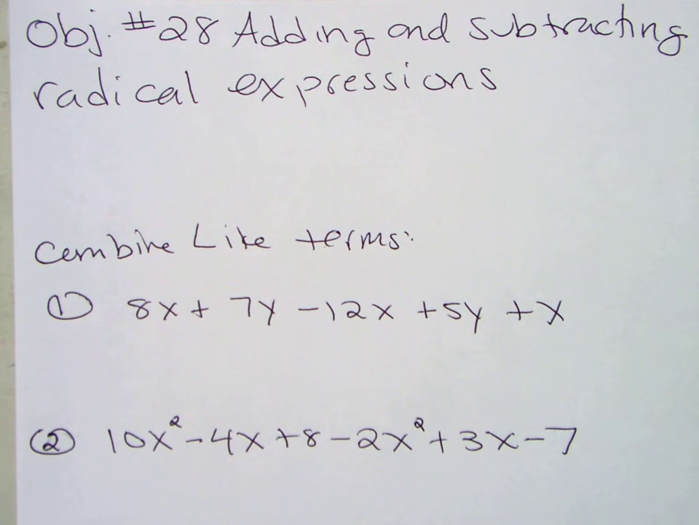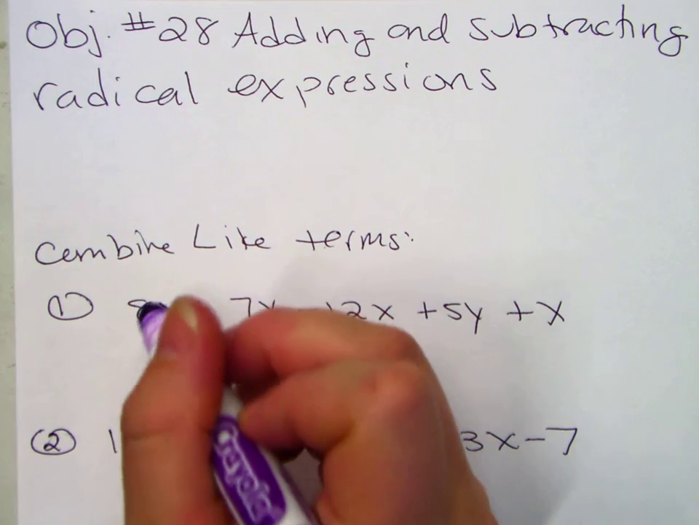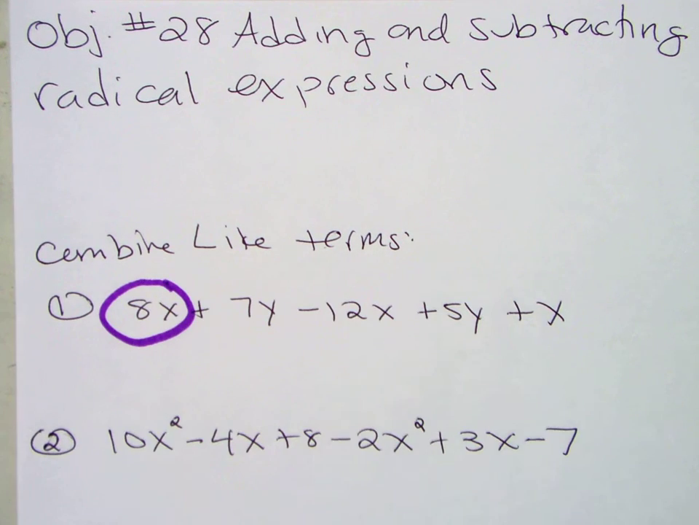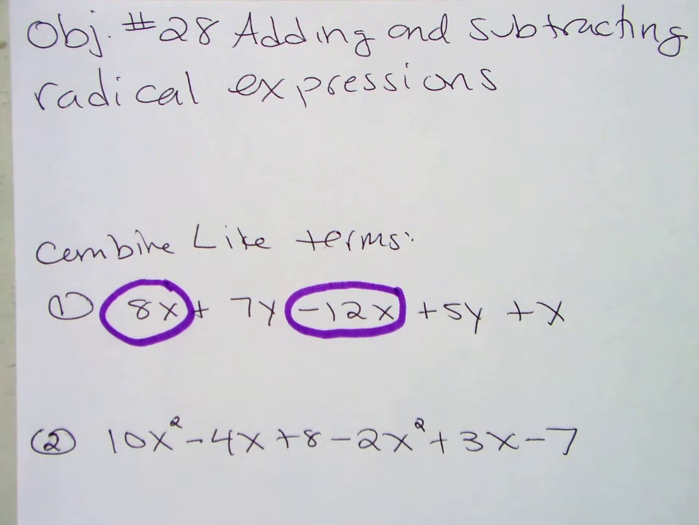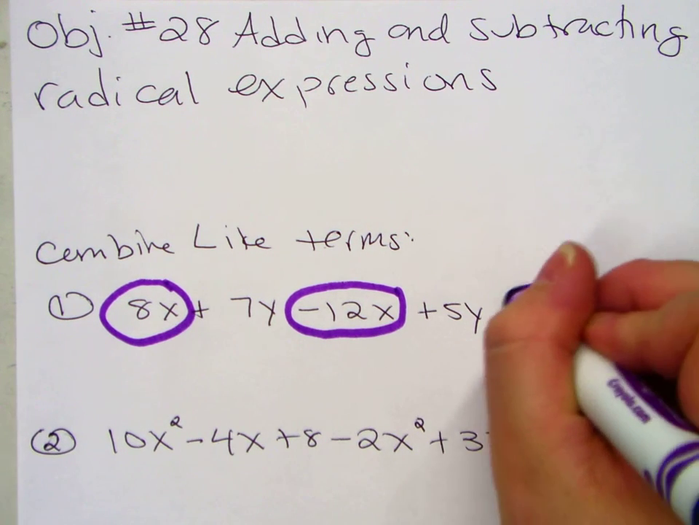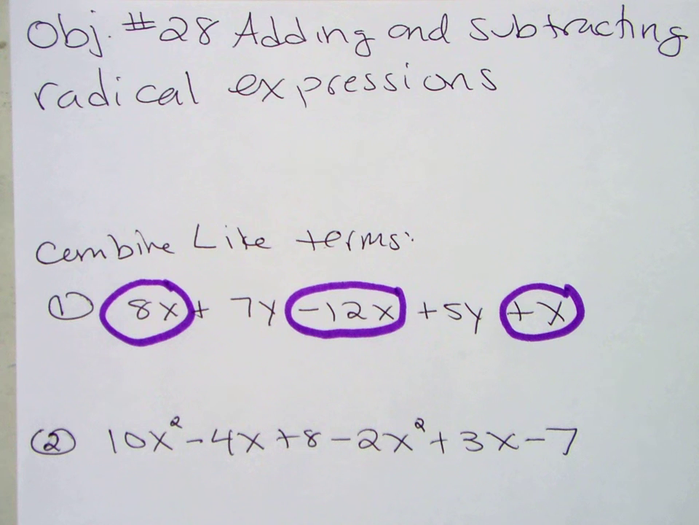All right, so I already wrote out the first two problems. We're combining like terms. So this is no radicals, notice. Again, just like we did with multiplying and dividing, the rules for radicals are similar to expressions. So look at number 1. What are you allowed to add together? We have 8x. Do we have any other x's? Negative 12x. Notice I'm circling the negative. And plus x. Right? So we're just combining the coefficients.